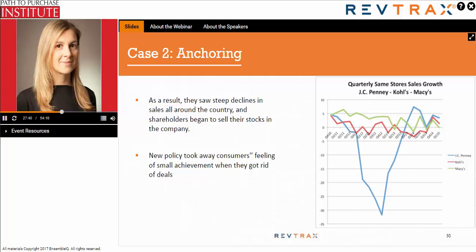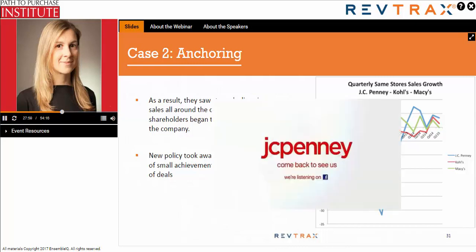So with the new policy, really what they did is they took away consumers' feeling of small achievement when they got rid of deals. And JCPenney realized and said, come back to us. We're going to be different this time.